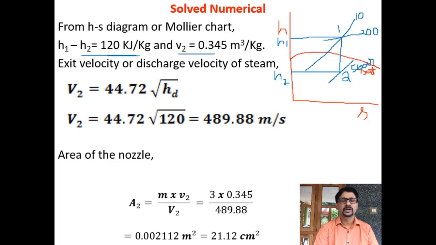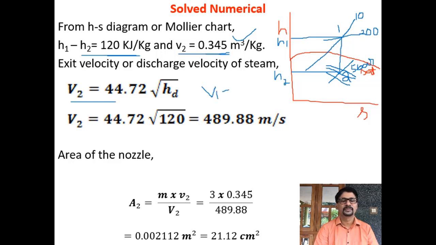And also try to find out the specific volume at point 2. If you want, you can note down even the dryness fraction also. There will be a dryness fraction line also here; it should pass through this point. The line which passes very close to point 2, you should find out what the dryness fraction is. But in this problem it's not required, so just find out the specific volume. Now you know the exit velocity or the discharge velocity of the steam at the throat or at any section is given by 44.72 root of HD, provided the initial velocity V1 is neglected.